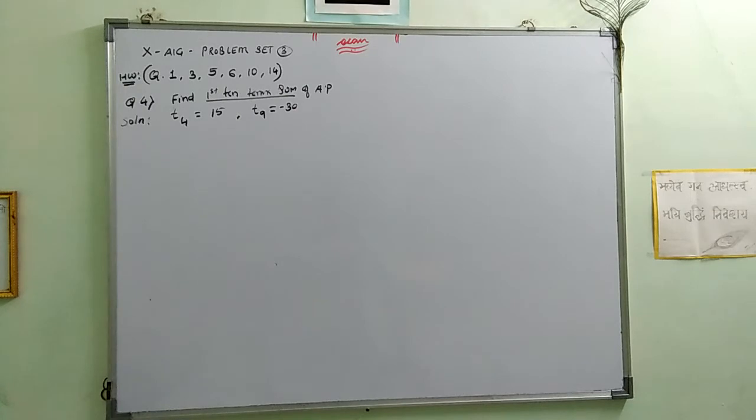Dear students, the next question is question number 4 from problem set 3. It says find the sum of the first 10 terms. The sum formula we know: S of n equals n upon 2 into 2a plus n minus 1 into d. The given information is t4 is 15, t9 is minus 30. Based on this we have to find further information.